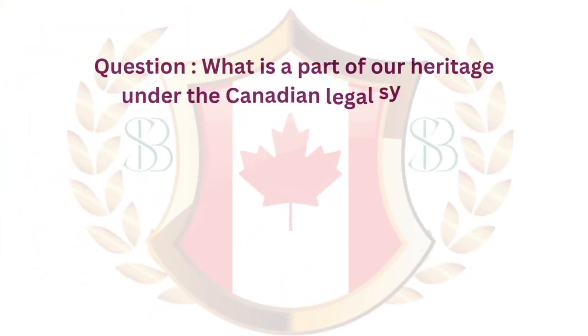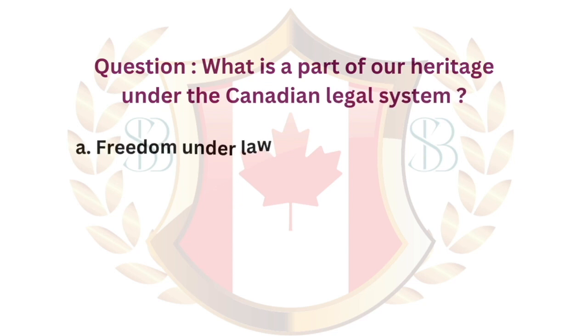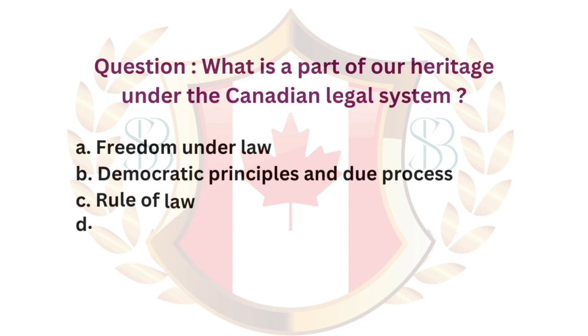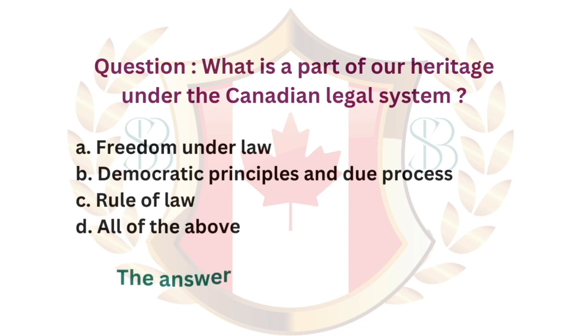Question. What is a part of our heritage under the Canadian legal system? A. Freedom under law. B. Democratic principles and due process. C. Rule of law. D. All of the above. The answer is D. All of the above.